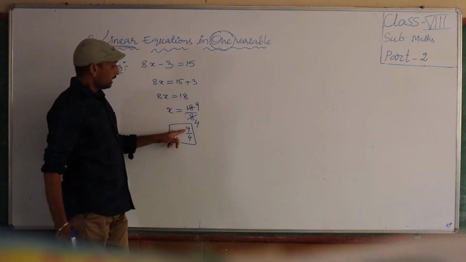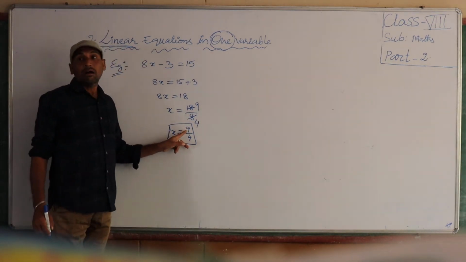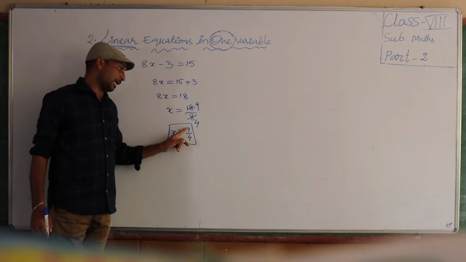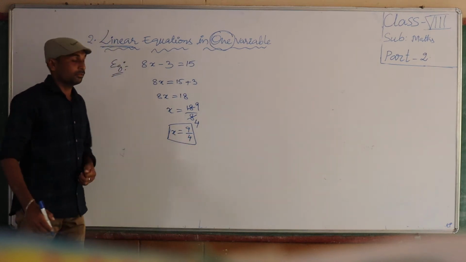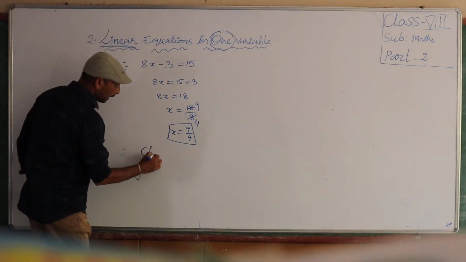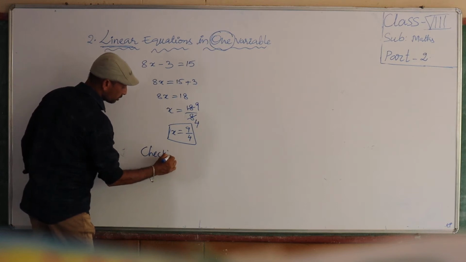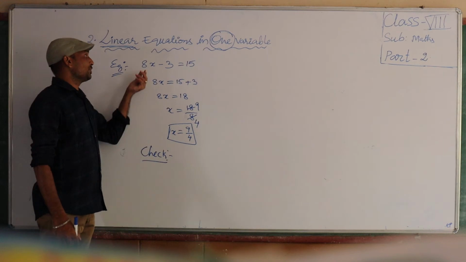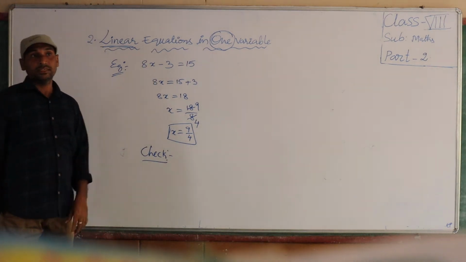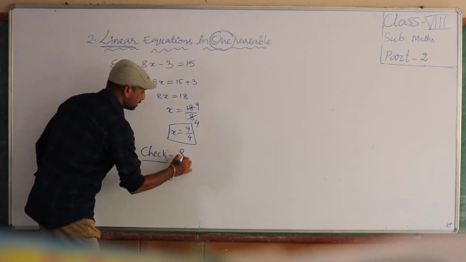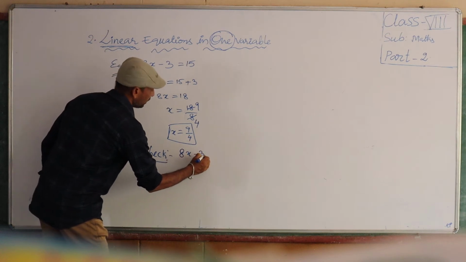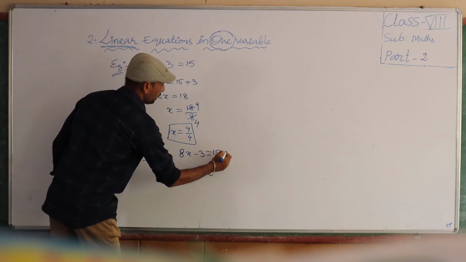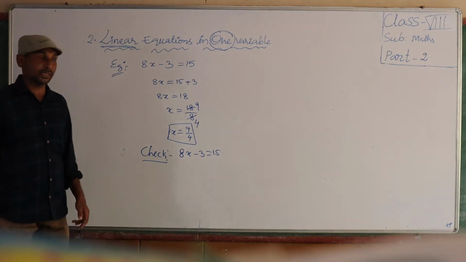Again here 9 is an odd number, this is an even number, so you cannot get further cancellation. So now again here also we can do a cross check, meaning this x value we substitute in the given problem. So 8x minus 3 is equal to 15. So on both sides we will get the same answer.